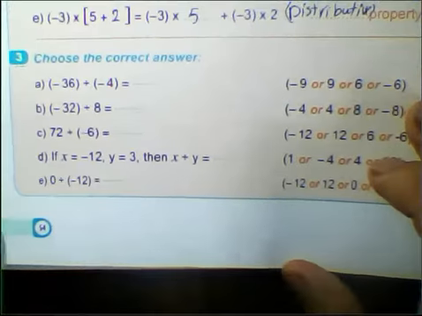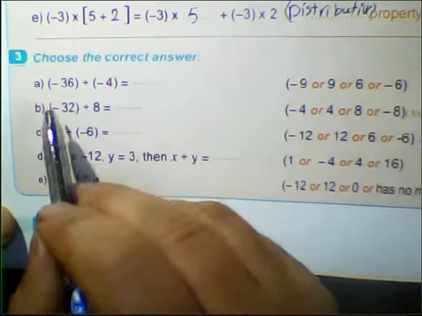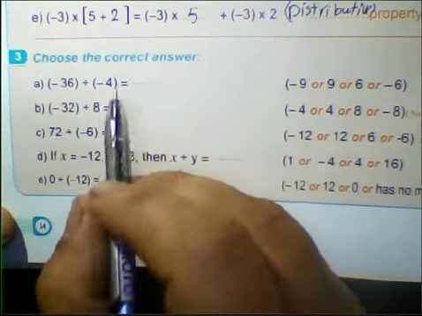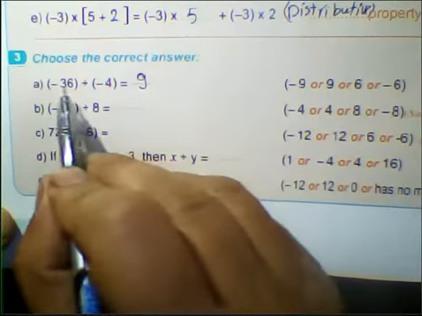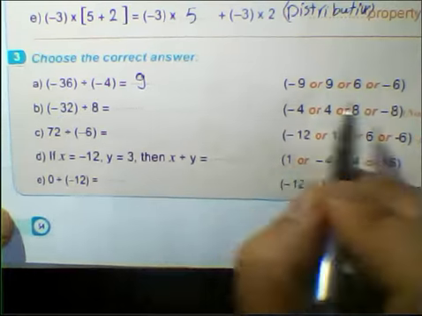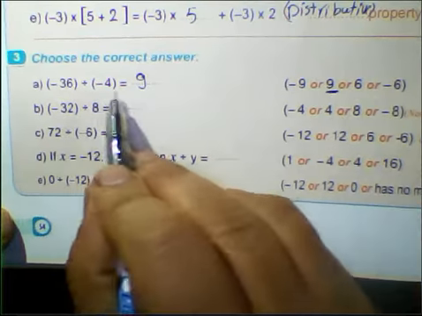Question number 3. Choose the correct answer. Negative 36 divided negative 4 equal 9. Negative divided negative equal positive. 36 divided 4 equal 9.